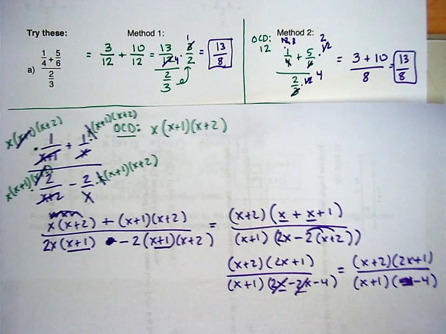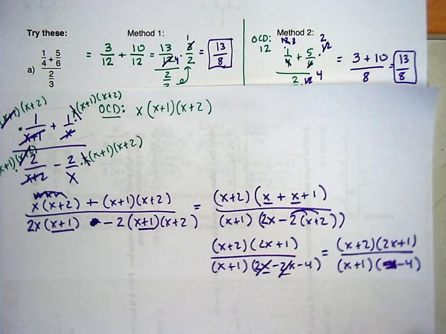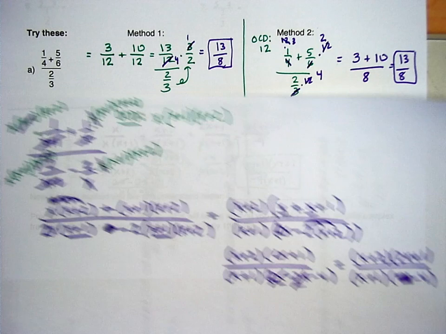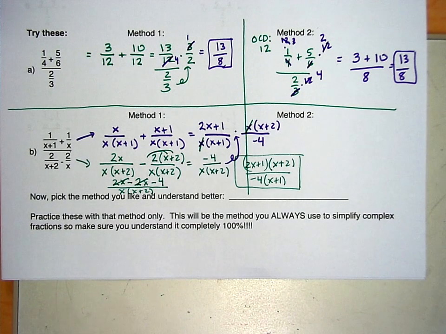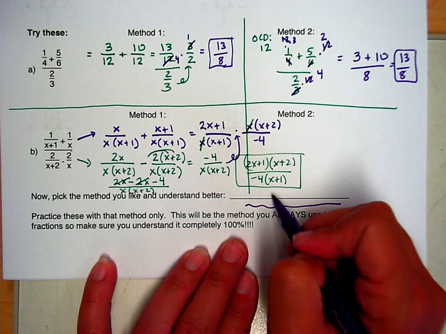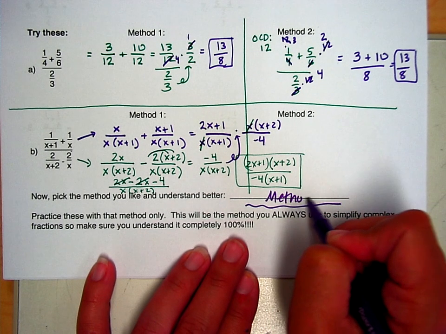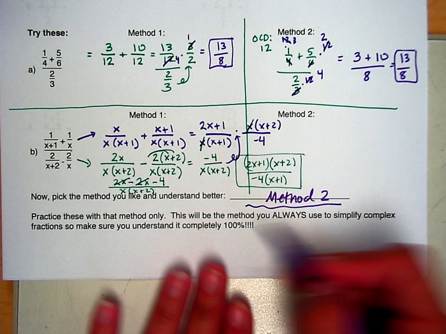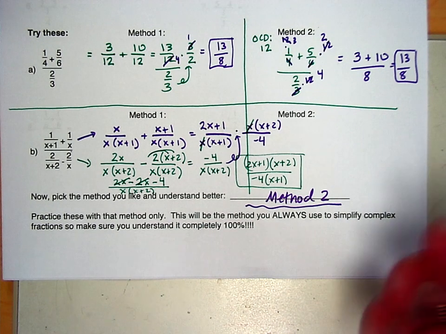Okay, so again, even though I say shortcut, it wasn't necessarily shorter. On this one, it was pretty long, so it just kind of depends which one you like. Pick the method you like better. I'm a method 2 girl. I always do method 2, but you can definitely do method 1. Your final answer, no matter what, should be the same.